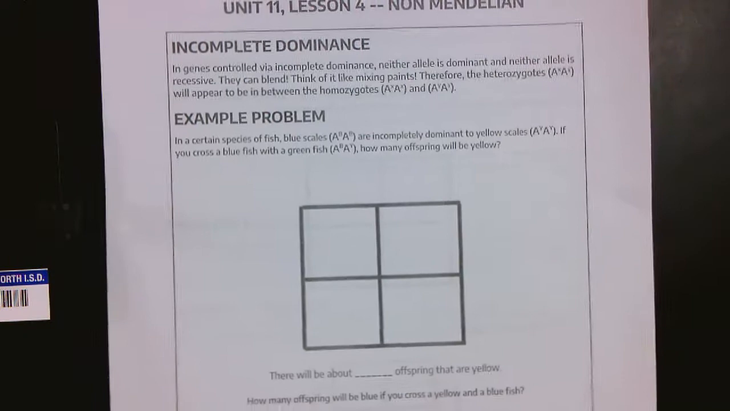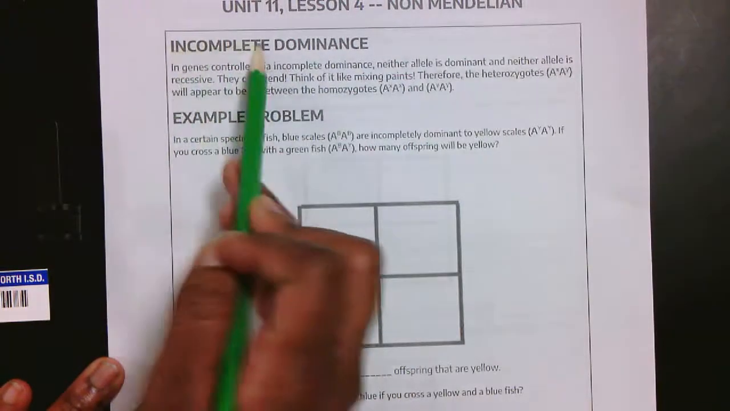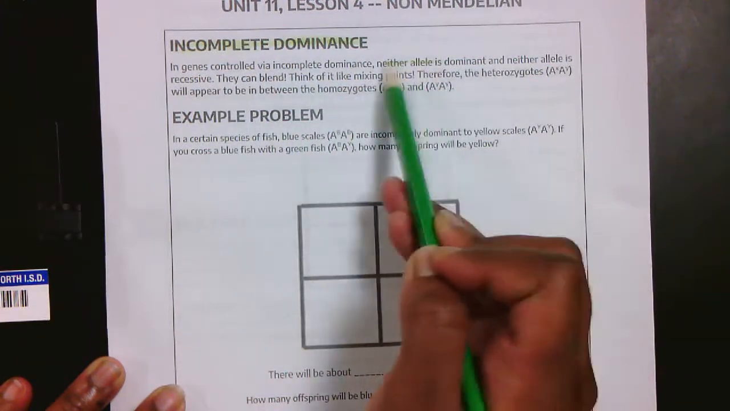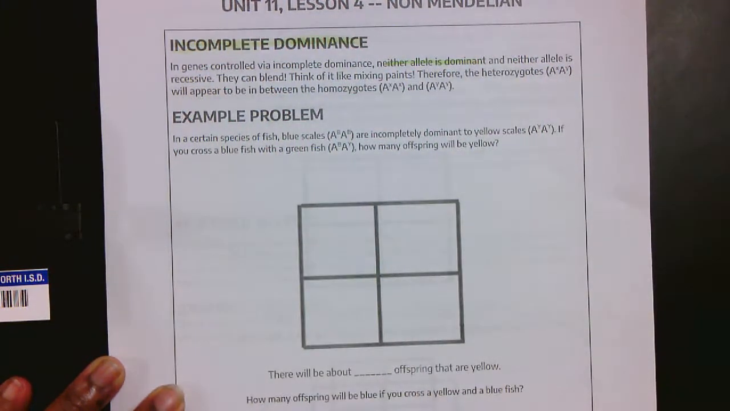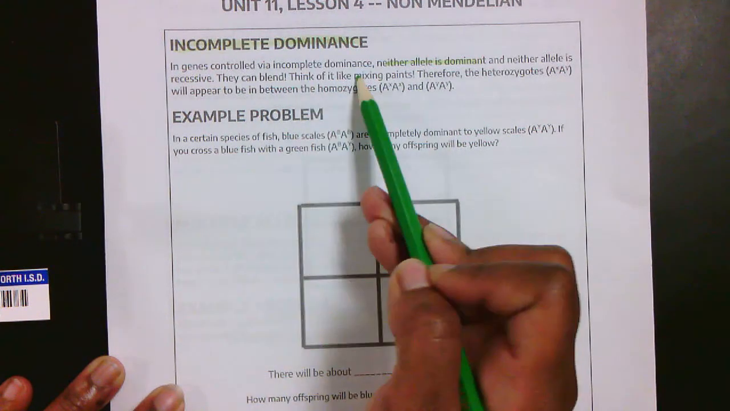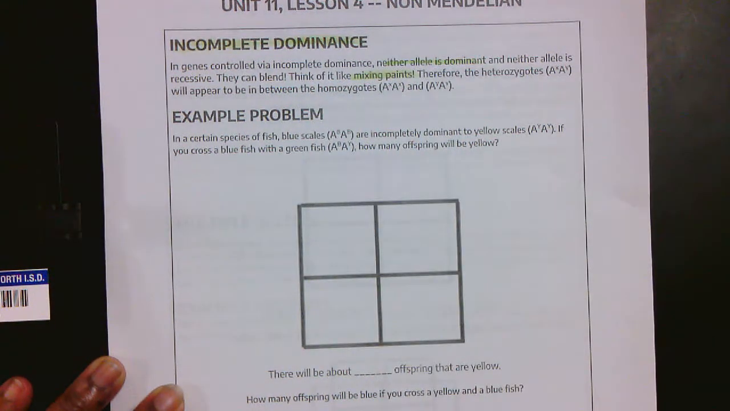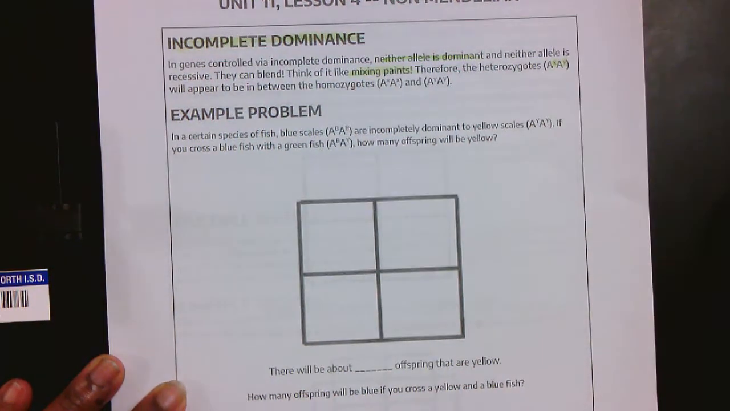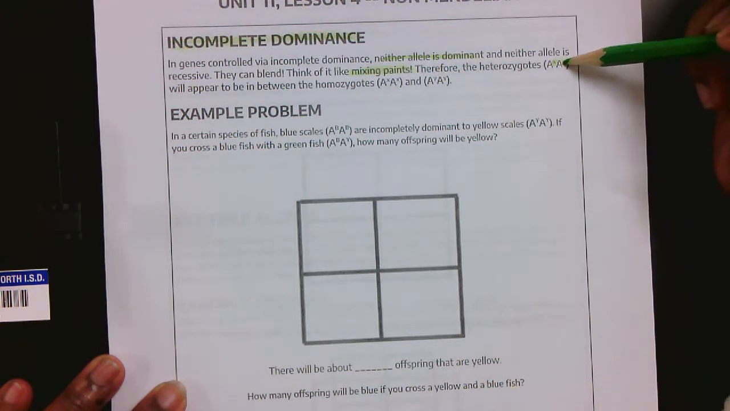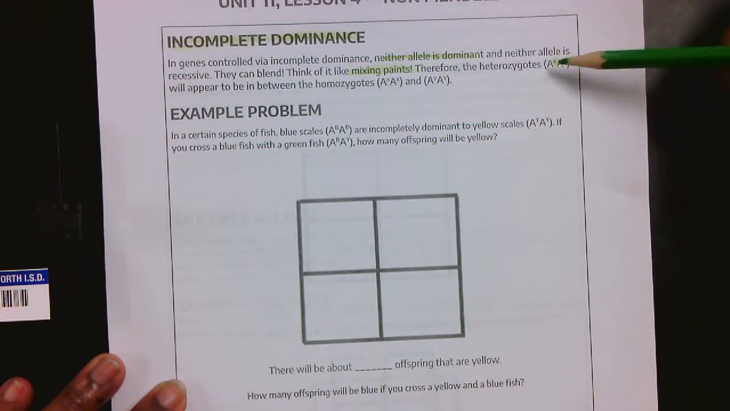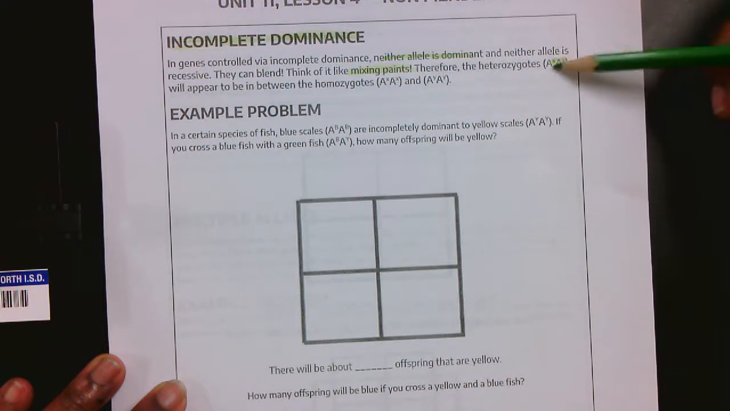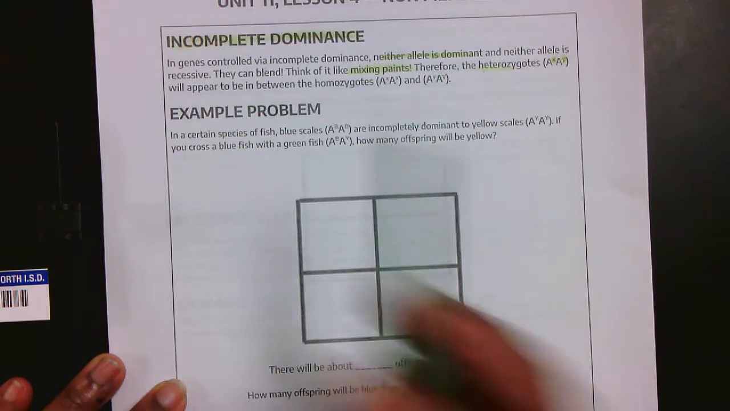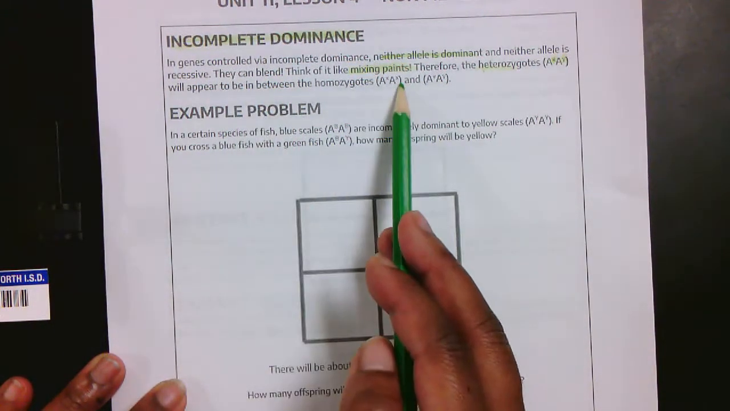Incomplete dominance is one of the types of non-Mendelian inheritance. In genes controlled via incomplete dominance, neither allele is dominant and neither allele is recessive. They can blend. You should think of it like mixing paint colors in art class. Therefore, something that is heterozygous, so we have an X and a Y, or an A and a B, or a B and a Y, or a T and a Z, whatever, it means they have two different letters, right? Because hetero means different. It will appear to be somewhere in between the homozygotes.